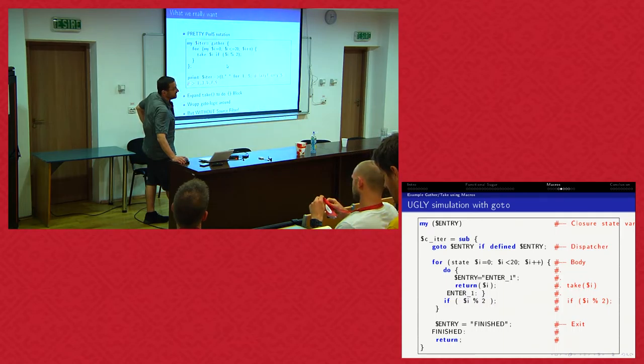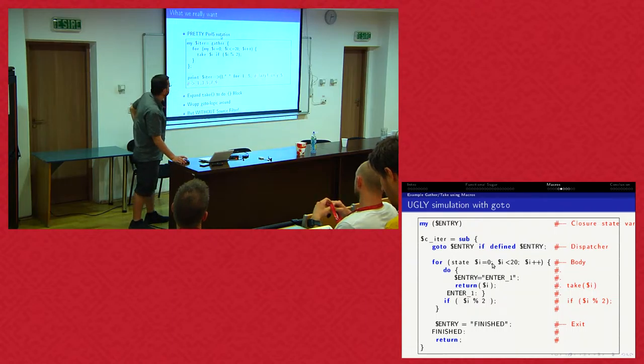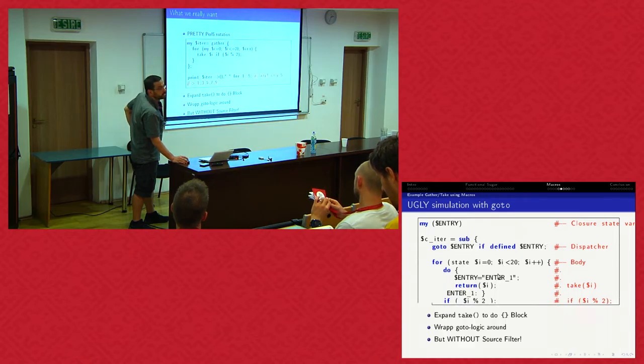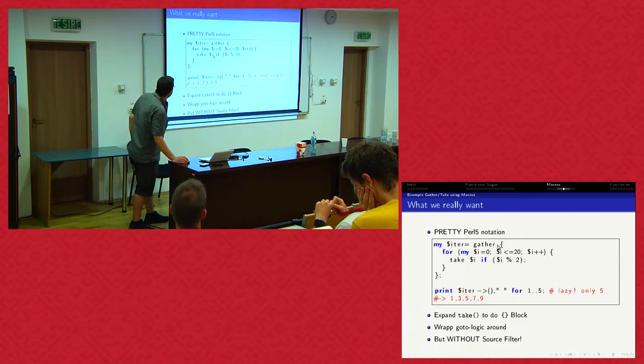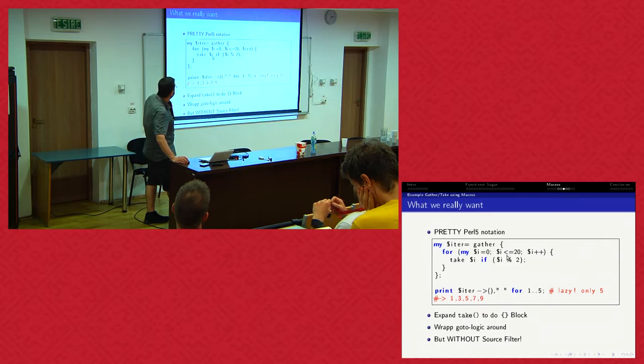So what does it have to do with macros? We can now have a pretty Perl 5 notation. We can write it like this. We can define a function gather, we can define a function take. Like I told you, which function signatures? Gather takes a code block. Take has some thing to return. It's indeed only a return.